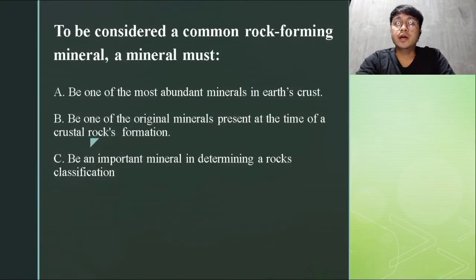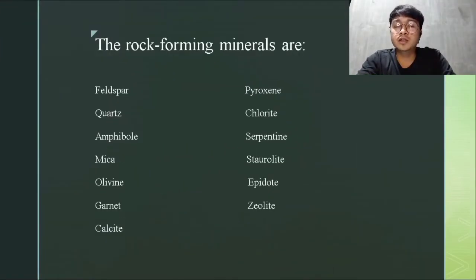To be considered a common rock-forming mineral, a mineral must be one of the most abundant minerals in the earth's crust, be one of the original minerals present at the time of a crustal rock's formation, and be one of the important minerals in determining rock classifications. And here the rock-forming minerals are feldspar, quartz, amphibole, mica, olivine, garnet, calcite, pyroxene, chlorite, serpentine, staurolite, epidote, and zeolite.